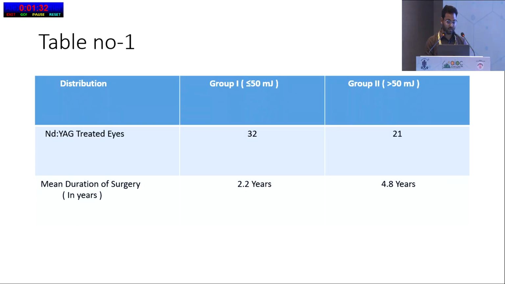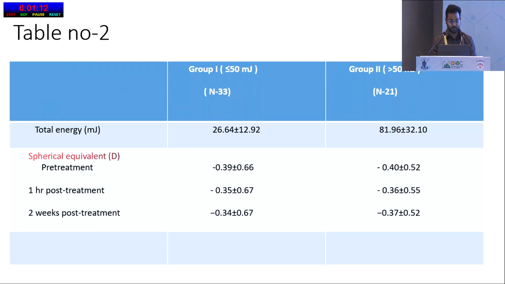The table shows the division into 2 groups. Group 1 received total energy less than 50 millijoules and group 2 received more than 50 millijoules. Nd:YAG treated eyes are 32 in group 1 and 21 in group 2. The mean duration since surgery is 2.2 years in the first group and 4.8 years in the second group. In table 2, the total energy exposed in group 1 is 26 plus minus 12 and group 2 is 81 plus minus 32. The spherical equivalent pre-treatment is minus 0.39 in group 1 and minus 0.4 in group 2.